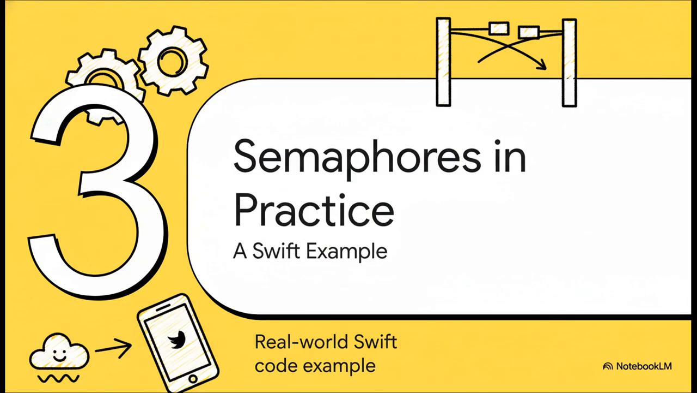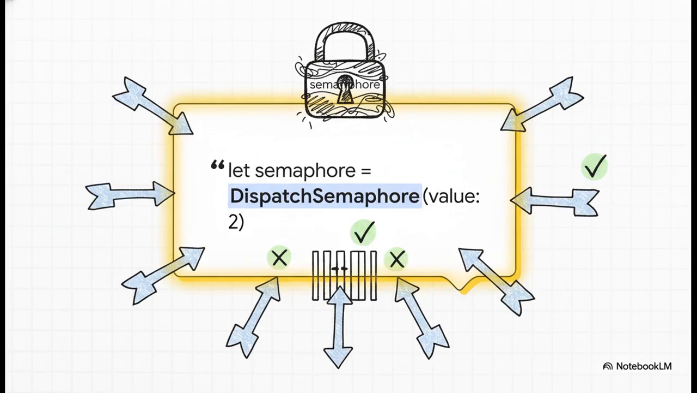All right, theory is great and all, but let's see how this thing actually looks in practice. We're going to check out a real Swift code example. This is where the whole concept is really going to click for you. Okay, let's break this code down. What you're looking at here is a super common scenario. We've got a loop that's kicking off 5 different tasks. You can imagine each one is downloading an image or something, and they're all competing for a limited resource.